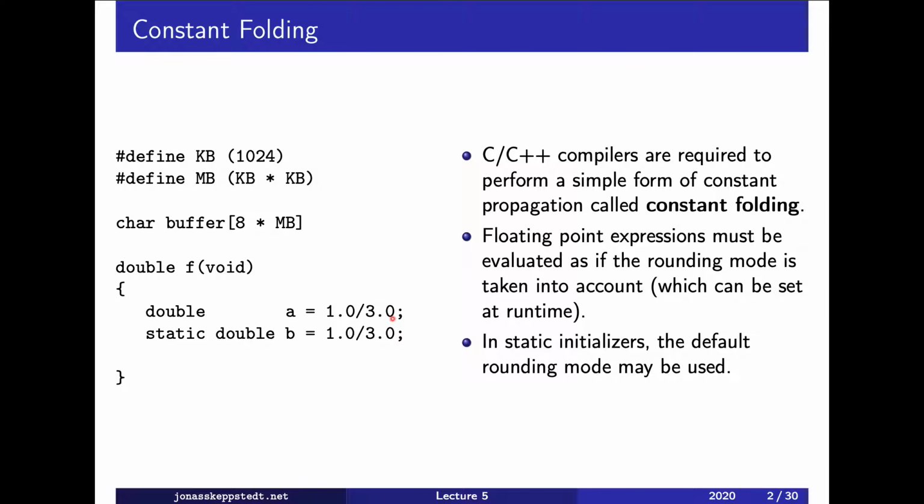For floating point expressions, at least C and C++ require them to be evaluated and give the same result as if they were executed at runtime, which means that the rounding mode must be the same as at runtime. And the program can have changed the rounding mode from the default, and then that can complicate what should be done at compile time. I mean, it can prevent what can be done at compile time. But if the expression is for a static variable, then it's the default rounding mode, which the compiler is allowed to use. So then it's easy.